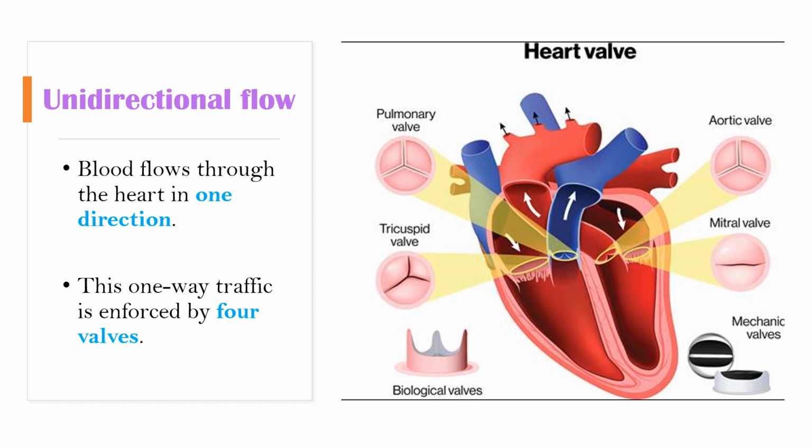Blood flows through the heart in one direction. And this one-way traffic is enforced by 4 valves, called the pulmonary valve and tricuspid valve in the right heart, and the aortic valve and mitral valve in the left heart.